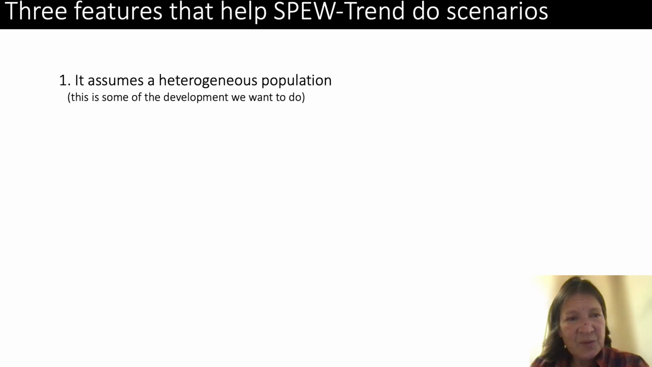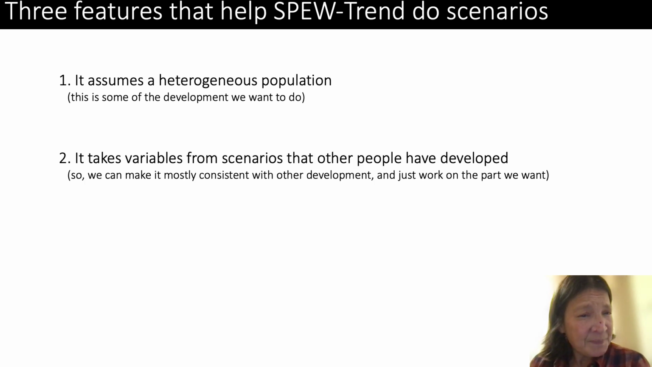So I'm going to go through 3 features that help SPEWTrend do scenarios and point out some that may be useful for the current project. I'm going to use examples of vehicles because I think it's easy to think about different kinds of cars, but it doesn't have to be cars. It can be anything. So the first thing is it assumes a heterogeneous population, and that's some of the development we want to do and respect.